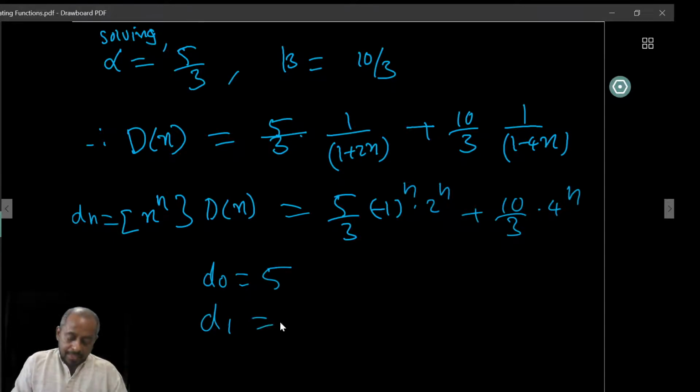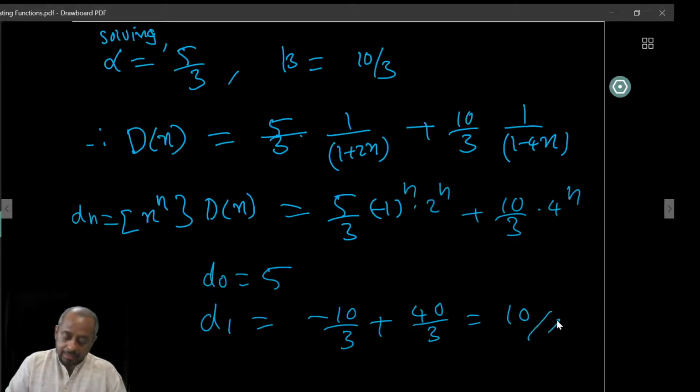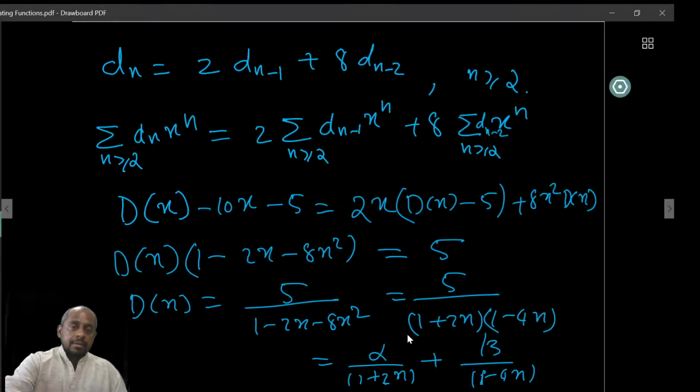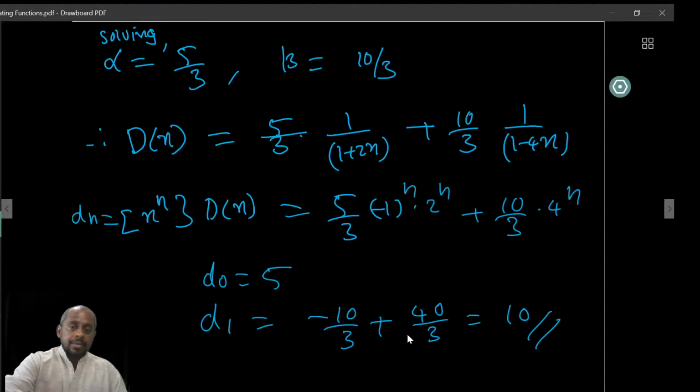What is d1? d1 is equal to, so this is 2 into minus 1, so I have minus 10 by 3 plus 4 into 10, 40 by 3, which is minus 10 by 3 plus 40 by 3, which is 30 by 3, which is 10. And that is also correct. So we can hope that our calculations are correct.